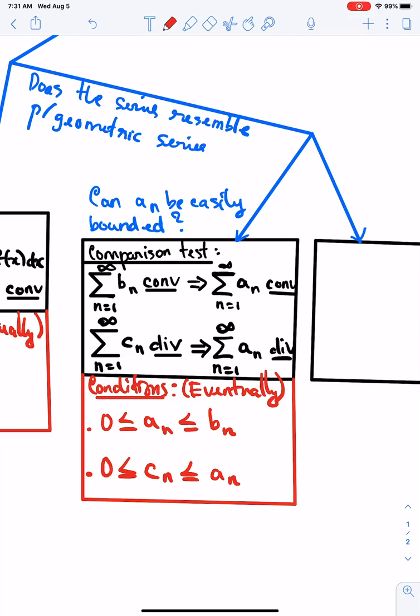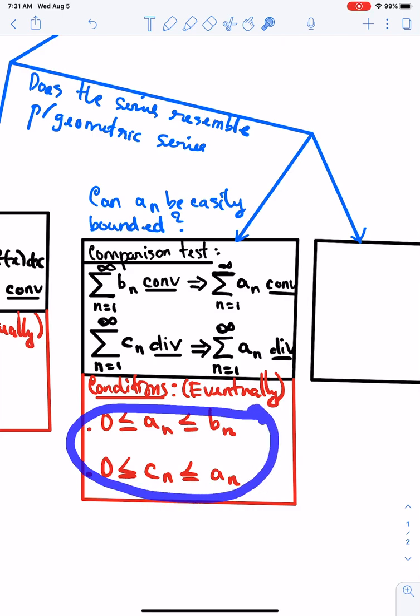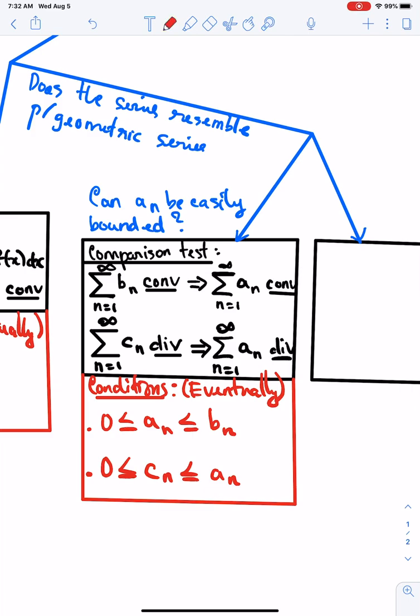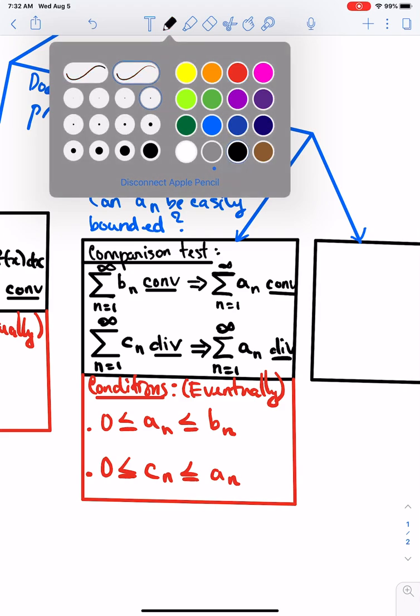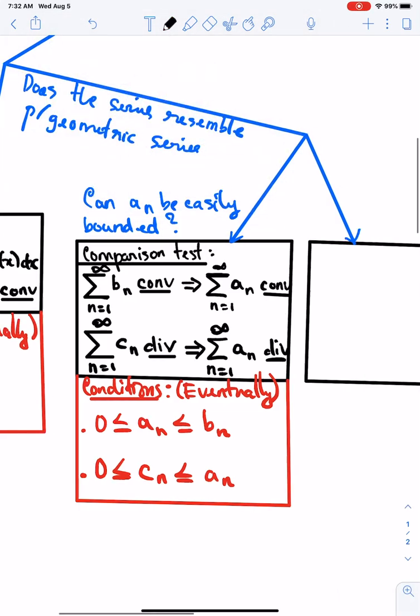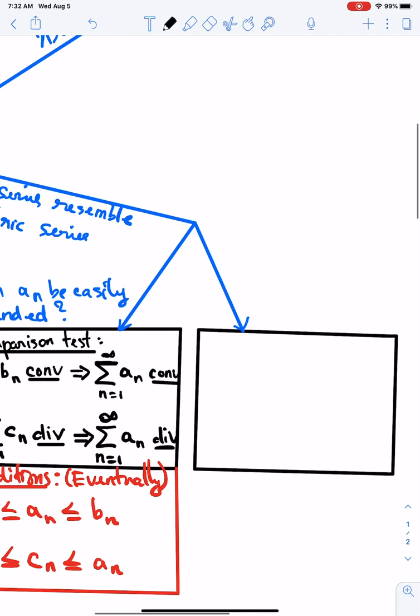When I say, can a sub n be easily bounded, it implies: can we easily find a bound for this one? If we can write out the bound immediately, without thinking too hard, then you want to use the comparison test. But if we cannot find such a bound easily, then you might want to do the limit comparison test. It's going to be a good candidate for us.